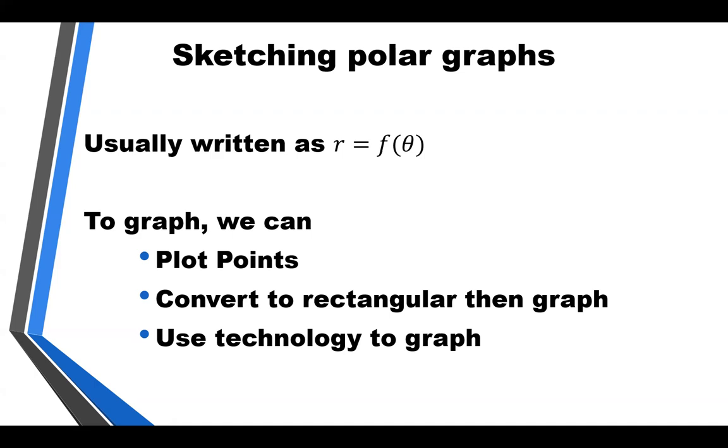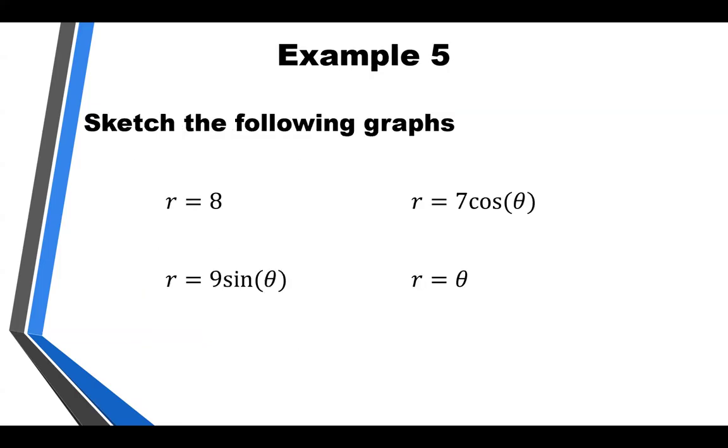And obviously we could have plotted points, we could have converted to rectangular. We've done that already. We've done the conversions already, so we already know how to do that. Plotting points is fairly straightforward. So a lot of this will be using technology. So let's sketch some graphs. And again, I'm going to use technology. In this case, I'm going to use Desmos, but there'll be a companion video that shows how to graph in polar coordinates using the TI-84 as well.